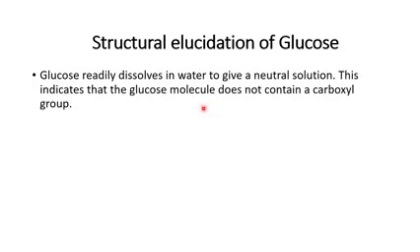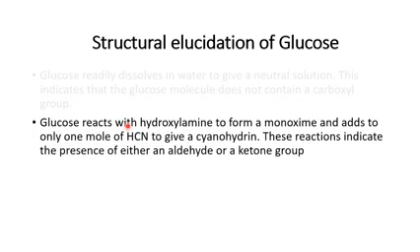Next, glucose readily dissolves in water to give a neutral solution, which means that it does not have an acidic or basic group. It reacts with hydroxylamine to form a monooxime. Only one oxime is formed, which indicates that it consists of only one carbonyl group, not 2 or 3, and it also adds 1 mole of HCN.